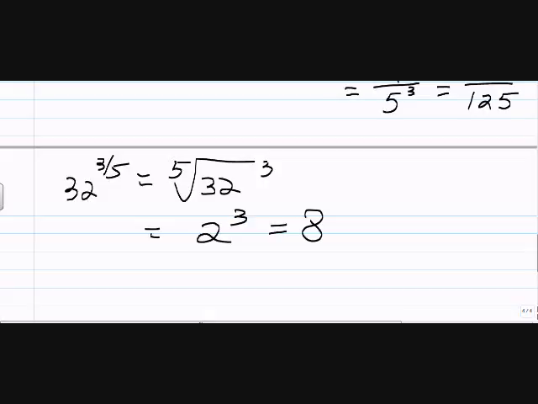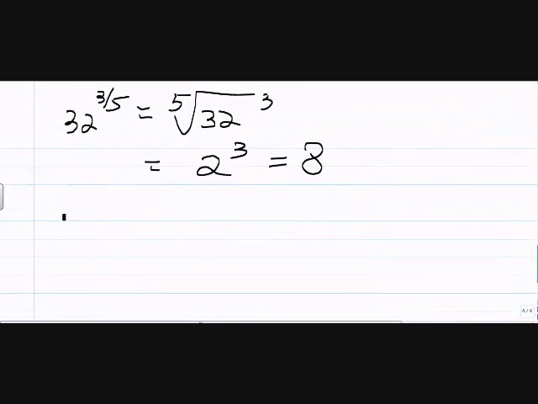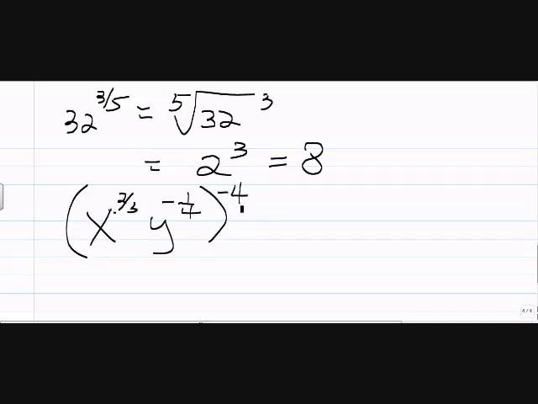Okay, so now we'll simplify things in just a little bit harder form. Let's go. Oh, well, this looks beautiful. X to the 2/3 times y to the negative 1/4, all of that to the negative 4 power.